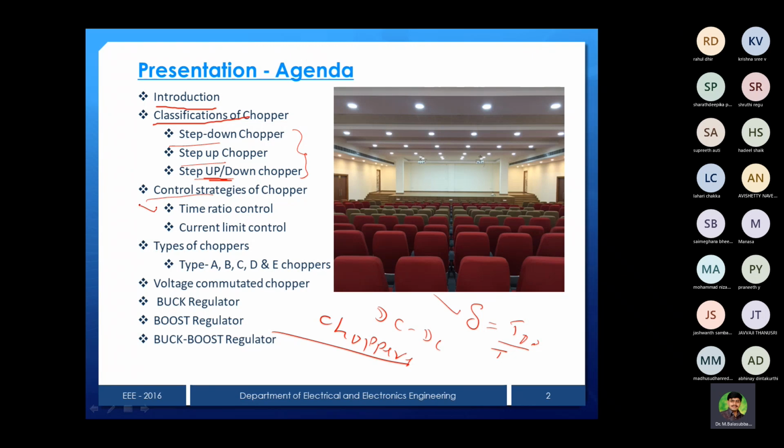For that we use time ratio control and current limit control. Again we have some classifications here. Time ratio control is divided into pulse width modulation and frequency modulation. These are the two categories. Current limit control works within limits, a minimum and a maximum. We can decide the minimum as well as the maximum, and then our chopper is going to operate only within the minimum and maximum limits. That is what we will see in today's class.